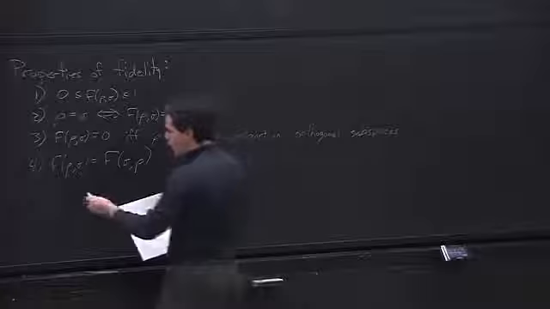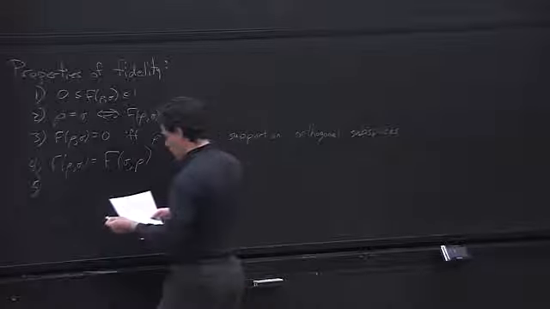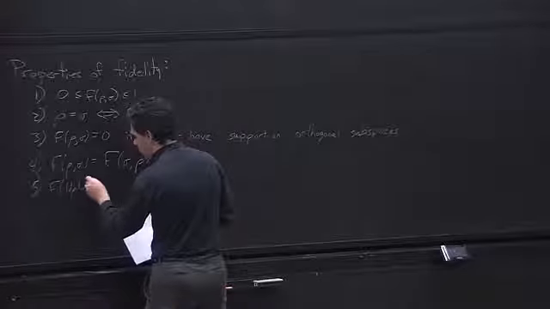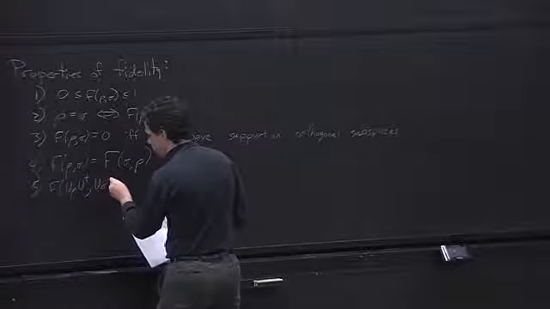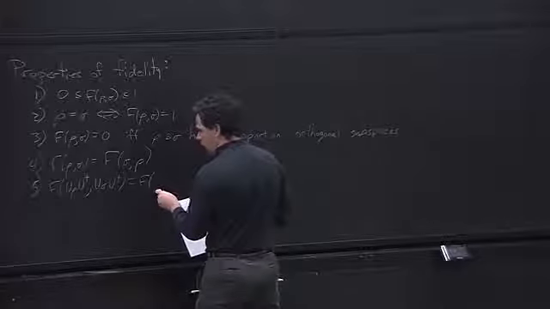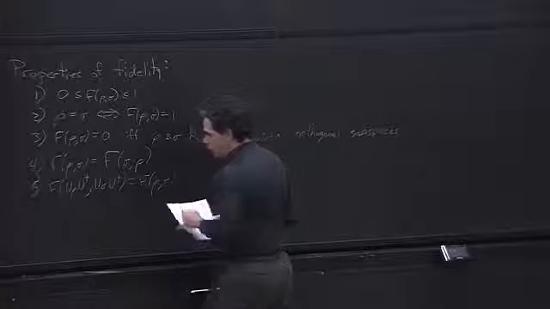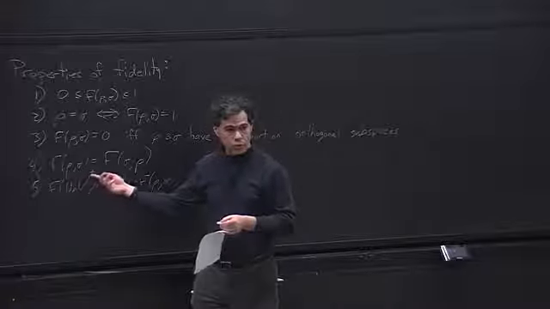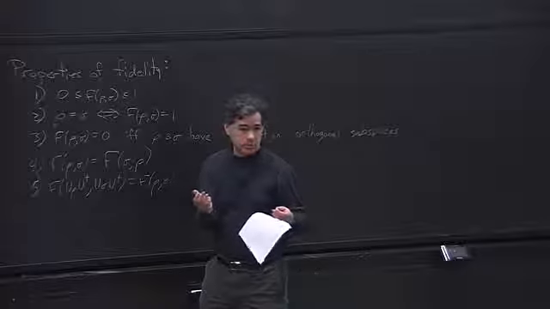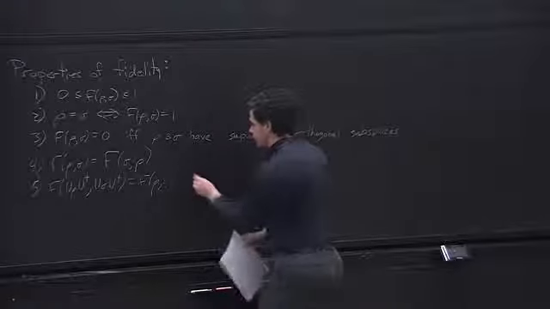Okay, now we're starting to get to the more interesting properties. The next one is that this fidelity is unitarily invariant. So what does that mean? That means that if you take rho and sigma and you apply some unitary, so you have U rho U dagger and U sigma U dagger, it doesn't change the distance between them. Okay?